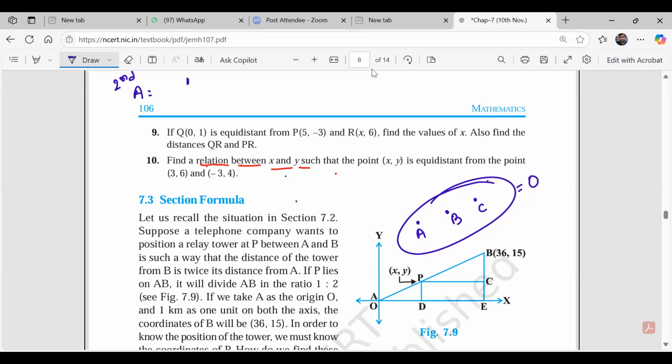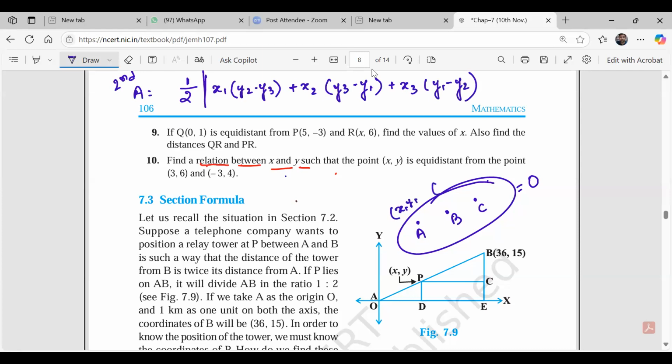Area formula is 1/2 absolute value of x1 (y2 minus y3) plus x2 (y3 minus y1) plus x3 (y1 minus y2). You understand what is x1, okay? So point A, you can say x1, y1, B you can say x2, y2, C you can say x3, y3, and all the values you can put over here.